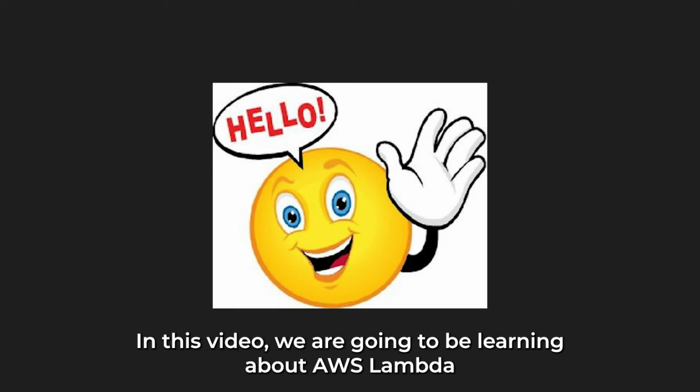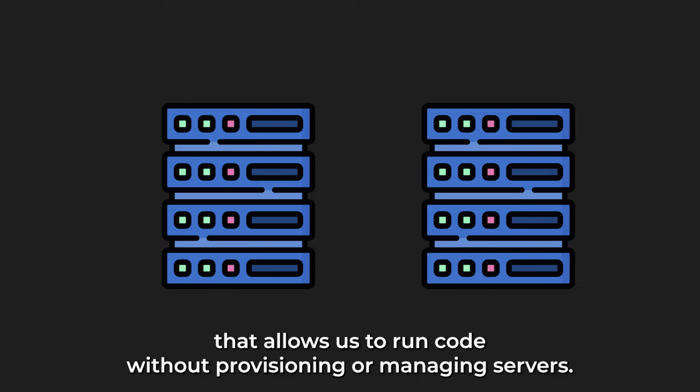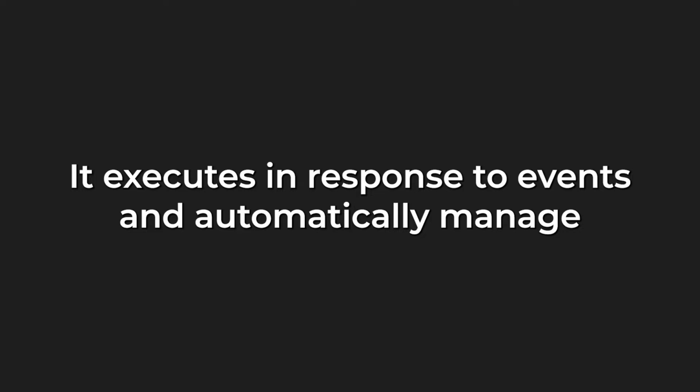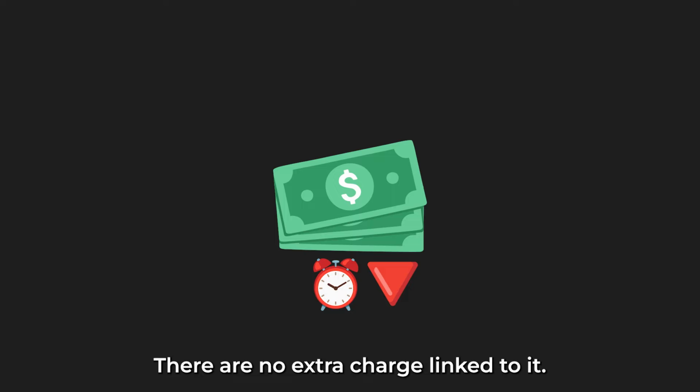In this video, we are going to be learning about AWS Lambda. AWS Lambda is a serverless compute service that allows us to run code without provisioning or managing servers. It executes code in response to events and automatically manages the computing resource when required, and we pay only for the compute time we consume. There is no extra charge linked to it.